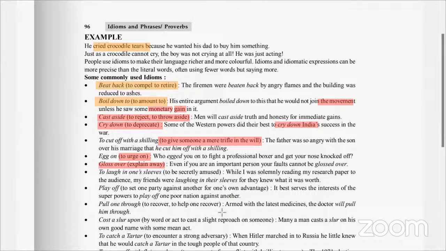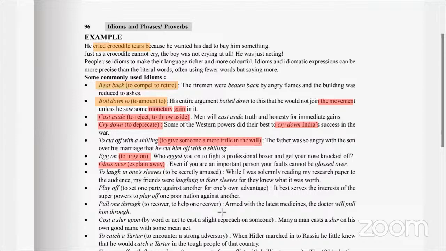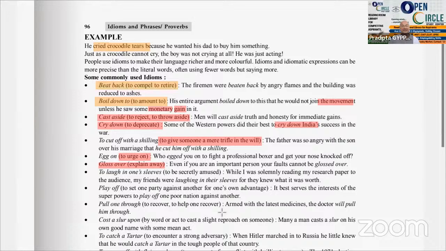So, gloss over. Gloss over. Explain away. What do you mean by explain away? समझा कर चले जाना. No, not that. See, the word gloss means shine. Gloss over, we put a shine. For example, there is a door and the paint has gone. So you put a gloss on it to repair it. So explain away means give an excuse, give a plea, give an argument to support.